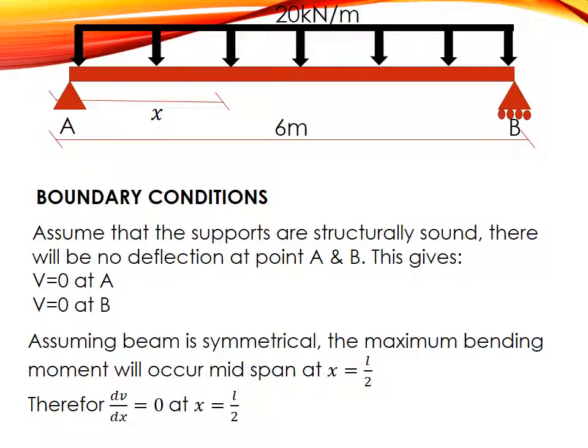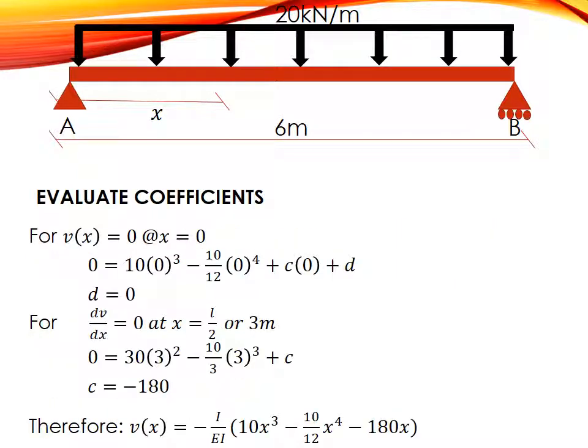As the beam cannot deflect at the supports, we have our first boundary condition. Also, as the beam is symmetrical about the x and y axis, we have a second boundary condition. Evaluating these boundary conditions, we find d is equal to 0 and c is equal to negative 180.